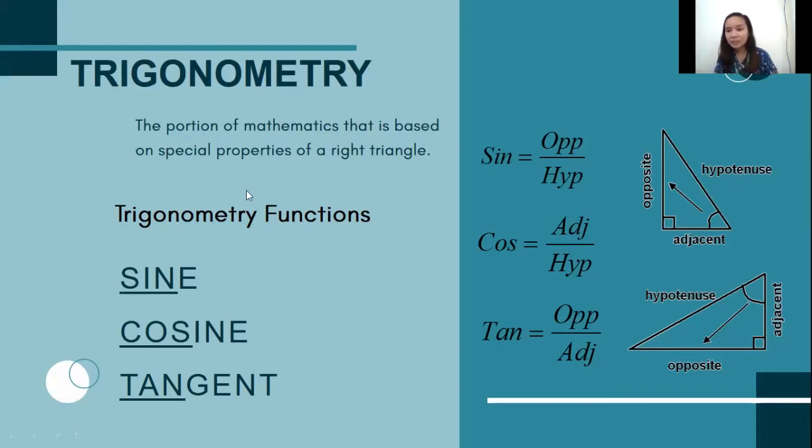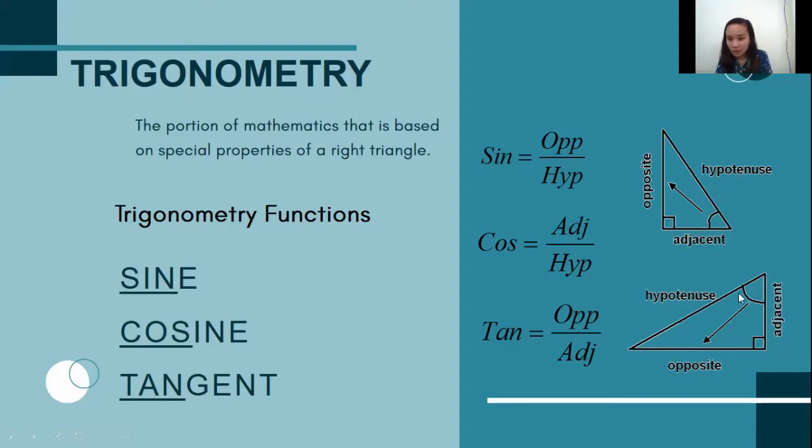Okay. So here you can see a right triangle that represents the placement of the following sides. So if your angle is placed here, your opposite side must be the opposite of the angle. And then your adjacent is the adjacent side to the angle. And then we all know that if you have a right triangle, your hypotenuse is always the longest side or the side opposite the right angle.